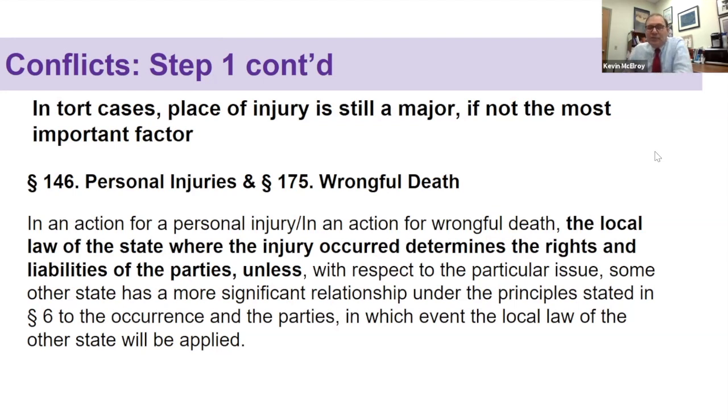Unless, with respect to a particular issue, some other state has a more significant relationship under the principles stated in section 6, in which event the local law of that state will be applied. Okay, so this tells us two things. One, there's like a presumption that's the place of injury in a personal injury. And in wrongful death, it's the place of injury even if you die somewhere else. If I get injured in a car accident in Delaware and I'm eventually taken home to New York, but I die of my injuries from the car accident, well, it's not where I died, it's where I was injured, all right?